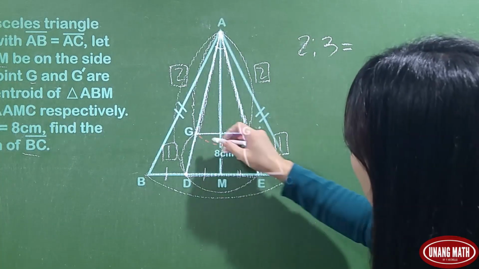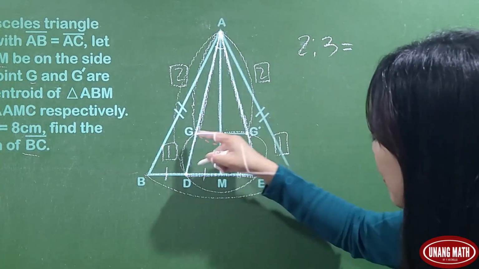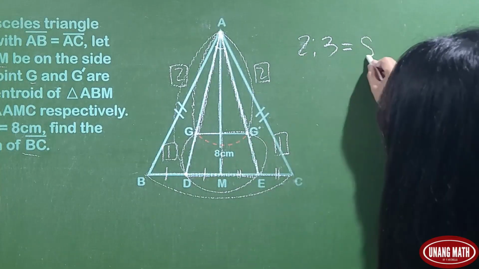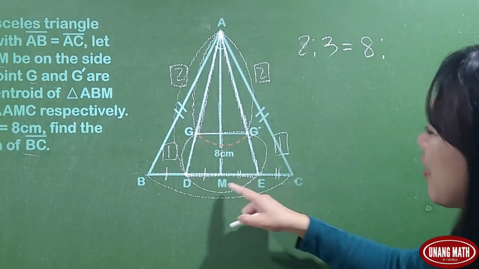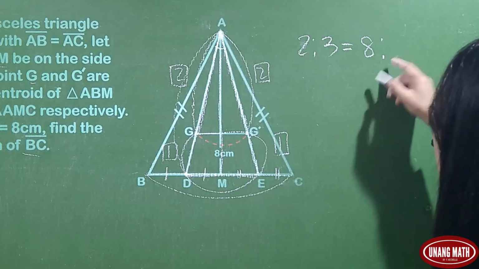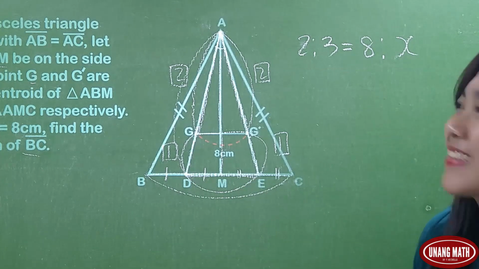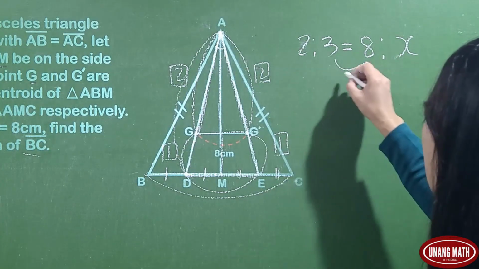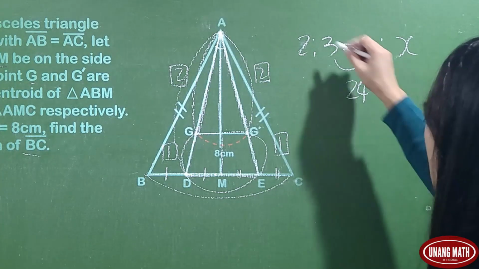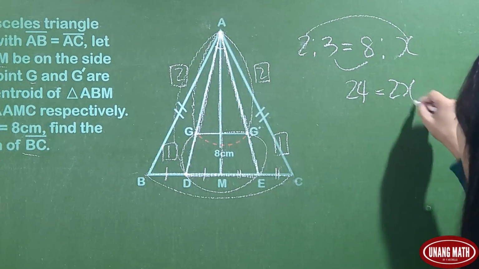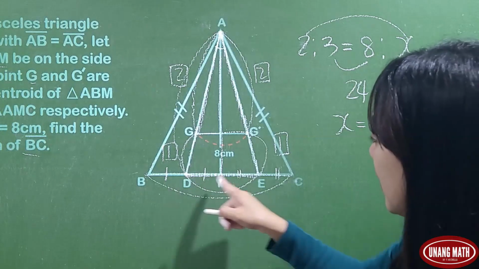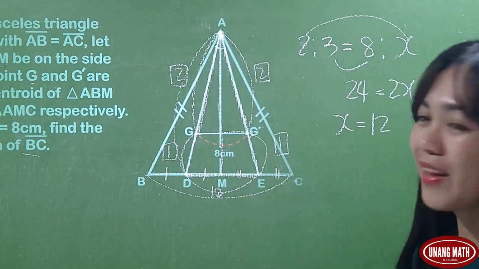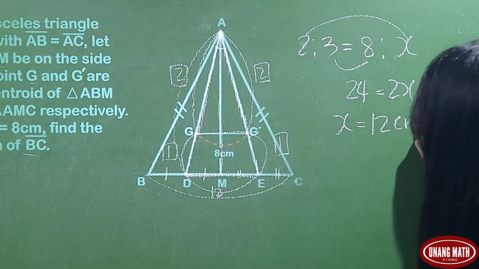That would be equal to this length of GG prime, which is 8, is to this length DE, or segment DE, which is, let's say, x. So we have here 24 is equal to 2x. So it means x is equal to 12. So segment DE is 12 centimeters.